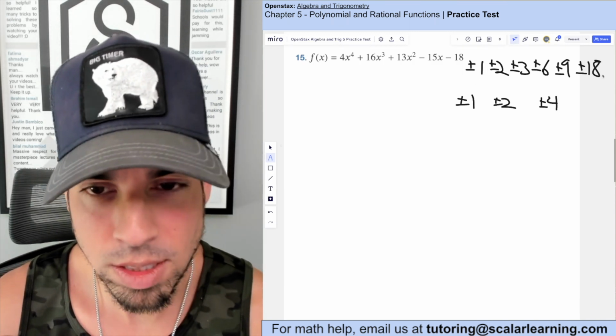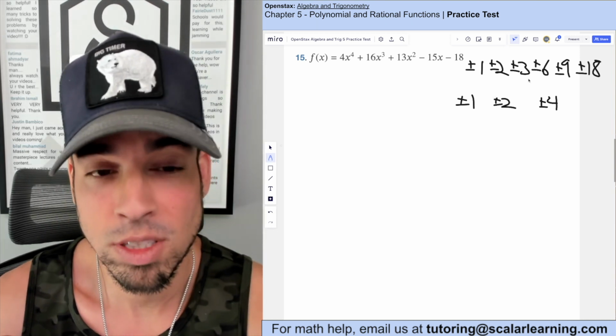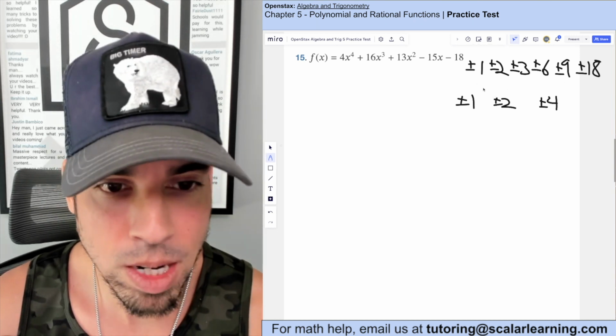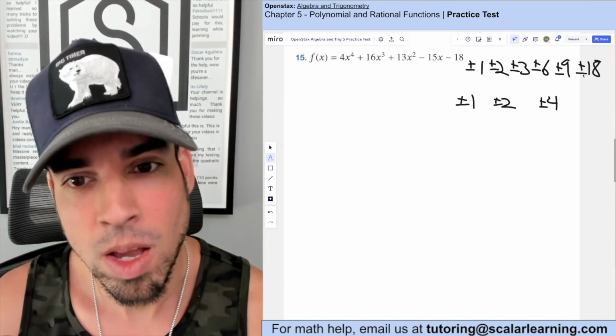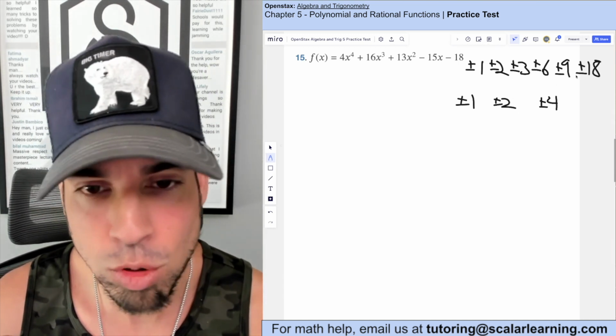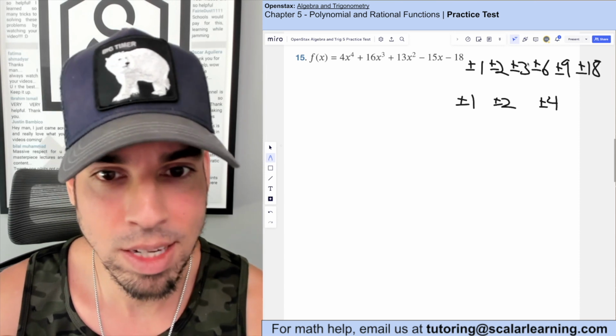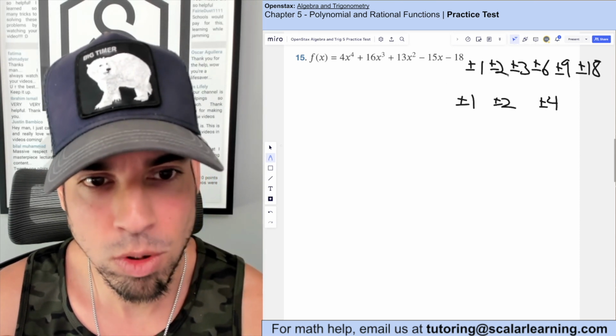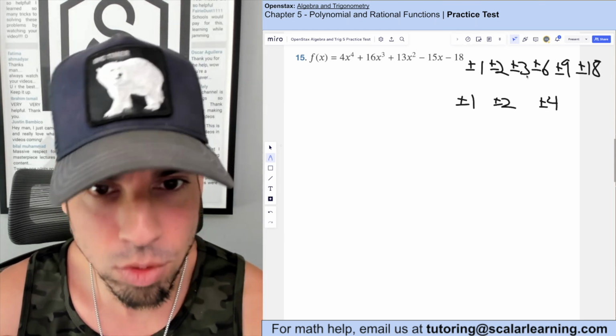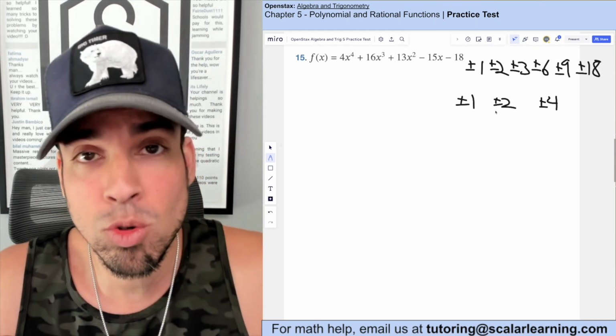We have 1, 2, 3, 6, 9, 18 divided by 1, so that's just as is. Then we have all of them divided by 2, so we'd also have 1/2, 3/2, 9/2. 18/2, 6/2, those wouldn't matter because those would repeat as 3 and 9. And then last but not least, everything divided by 4, 1/4, 2/4, which is 1/2, 3/4, etc. We have a huge list.